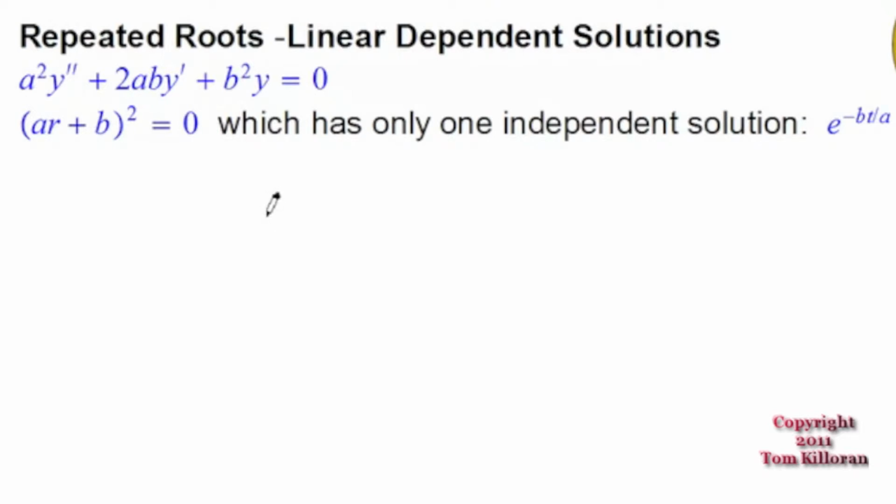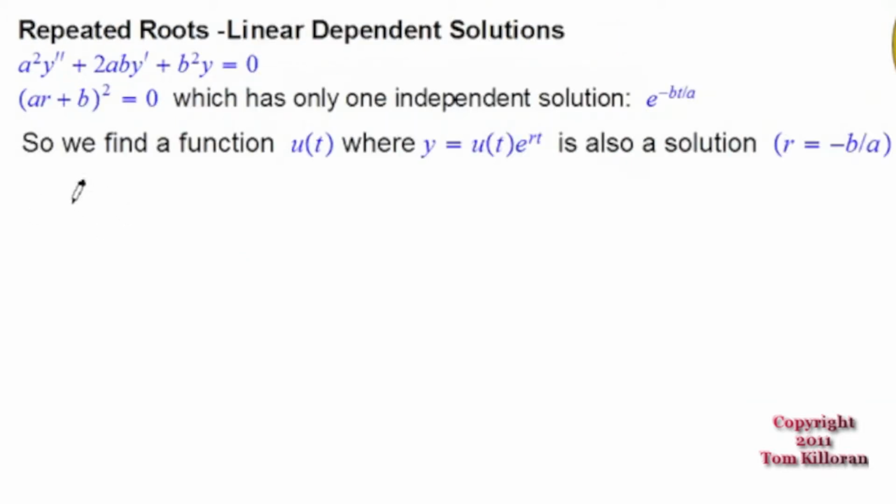So we have to create a linearly independent solution. All right, so what we're going to do is find a function u of t. We're just going to generate some weird function u of t. I don't know what it is yet. And we're going to let y equal u(t) e^(rt) be the other solution when r is equal to negative b over a.